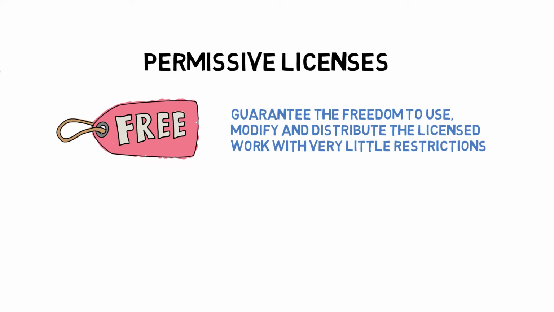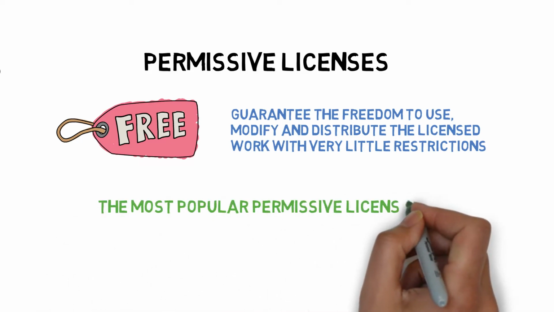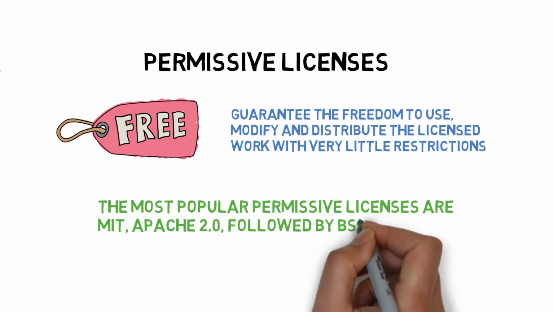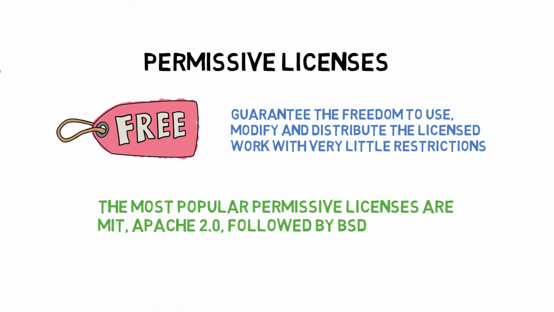Based on the research, the most popular permissive licenses are MIT and Apache 2.0, followed by BSD in third place. This video will provide some details for these licenses.